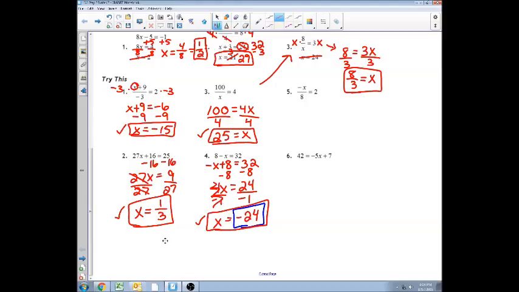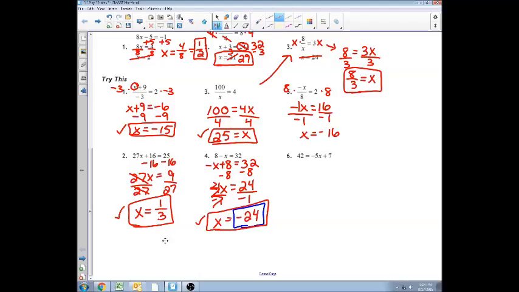I have my variable on the right-hand side. How can I rewrite this so that my variable's on the left? Or I'm sorry, we need to be on number 5. I apologize. I have negative x over 8. That is division, right? So the first thing I do is multiply by 8. That would leave me with negative x is equal to 16. Again, that means negative 1 times x. Divide by the negative 1. X would be equal to negative 16.